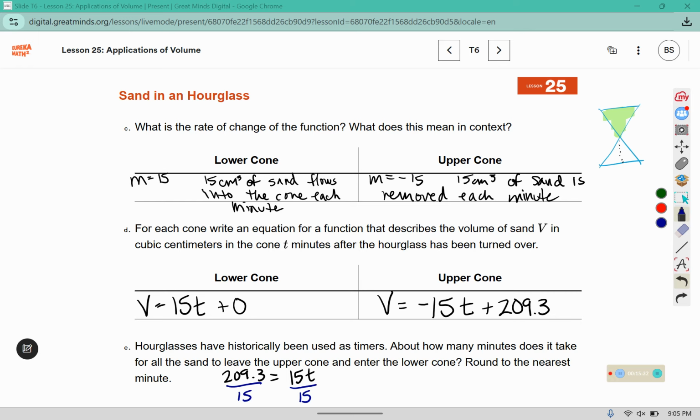(209.3) divided by 15 is approximately 13.953 repeating, and it says round to the nearest minute, so it'll take about 14 minutes. So this would be a 14-minute hourglass timer.